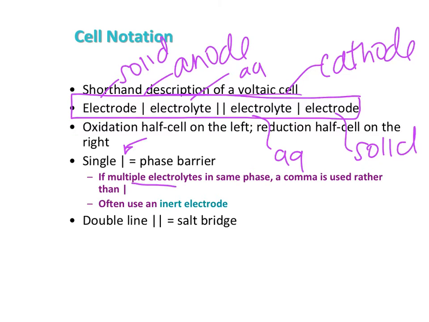If you do have any multiple electrolytes, I'll discuss that on a further slide where we discuss inert electrodes. In those cases, you will have multiple electrolytes, so you separate them with a comma. And then finally, this double line in the center indicates a salt bridge, so it separates the two half cells.